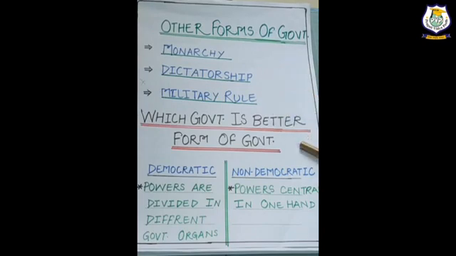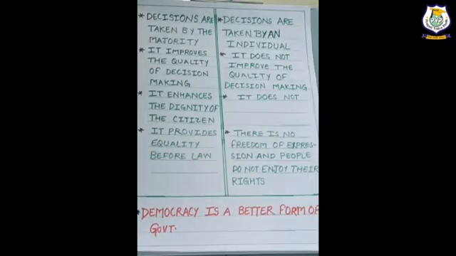Now, again we will have one question. Which government is a better form of government? So generally we classify in the whole world two types of government, that is democratic government or non-democratic government. In democratic government, powers are divided in different organs of government, whereas in non-democratic government, powers are centralized in one hand. We can see other attributes also of democratic government as well as of non-democratic government.